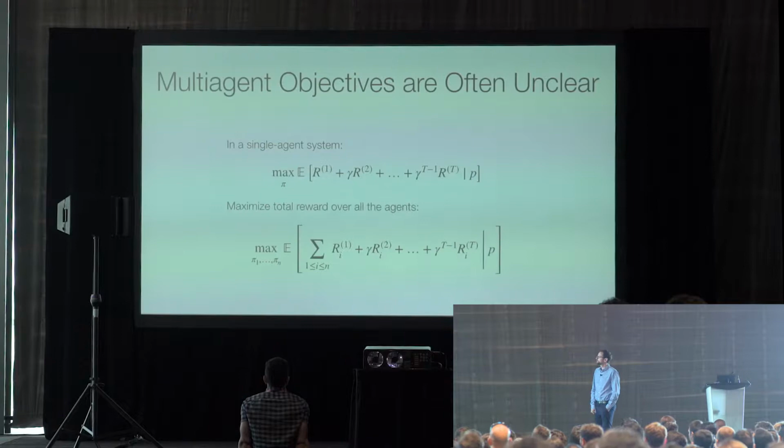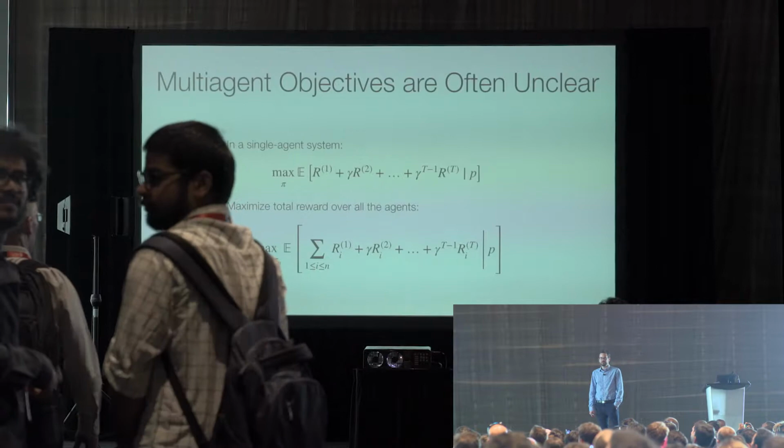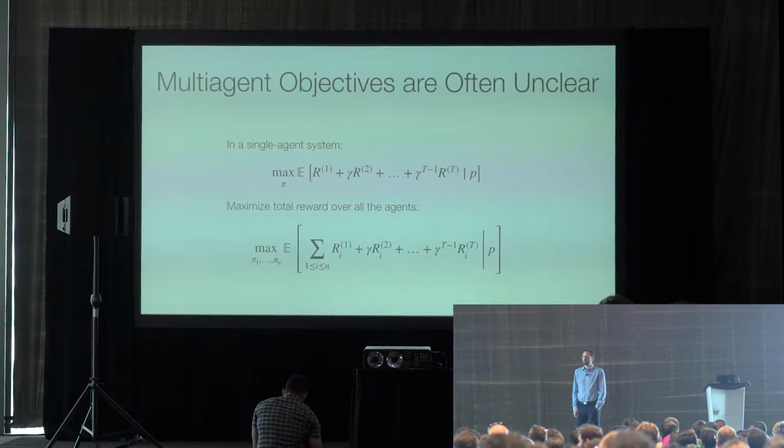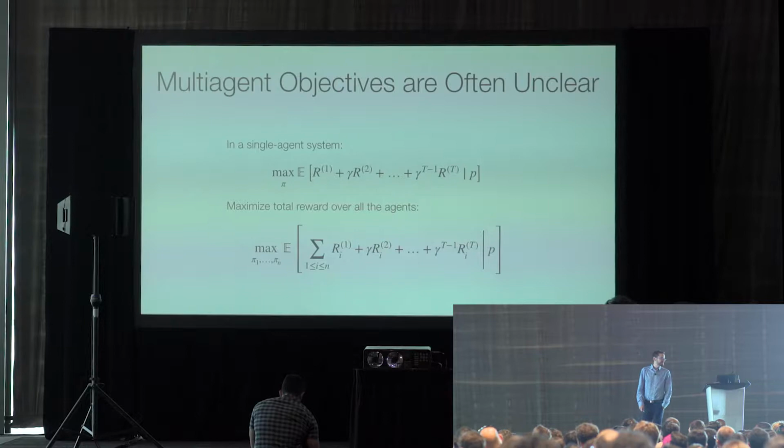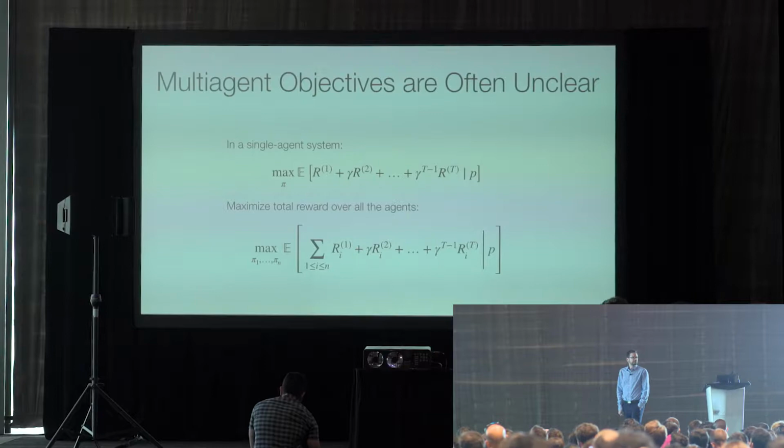So now let's suppose we've got multiple agents. What is our objective now? Well, one thing we could try to do is say, well, there's lots of agents. Agents are good. We want to maximize their reward. We want this system to perform well overall. So maybe we want to pick a profile of strategies. We want to pick one strategy for every agent, such that the sum of everybody's reward is maximized. That's one thing you could imagine wanting to do.